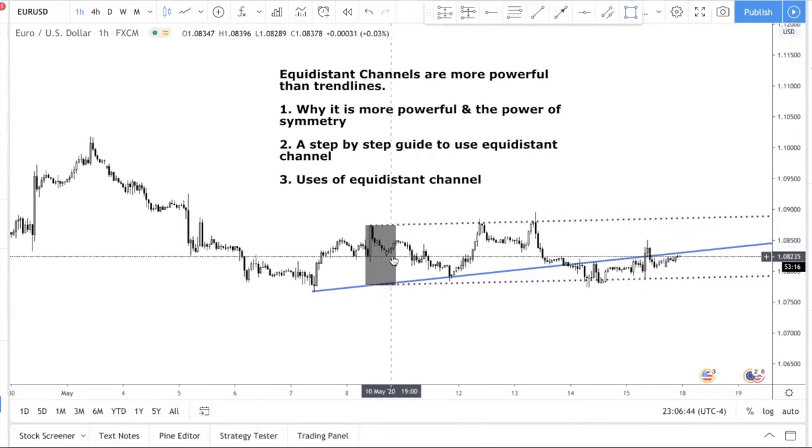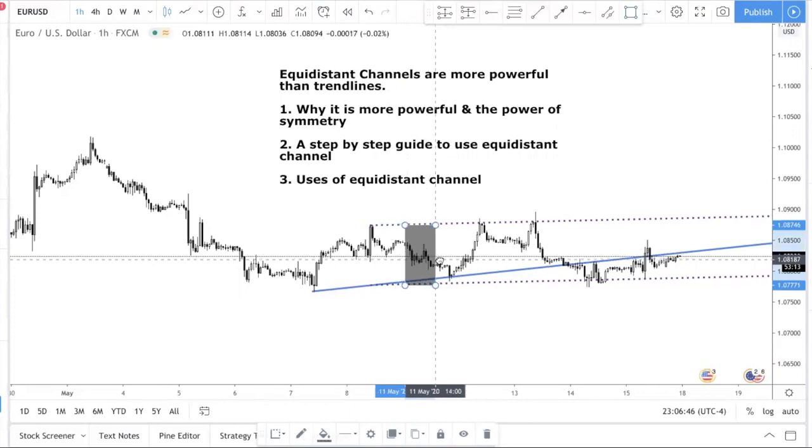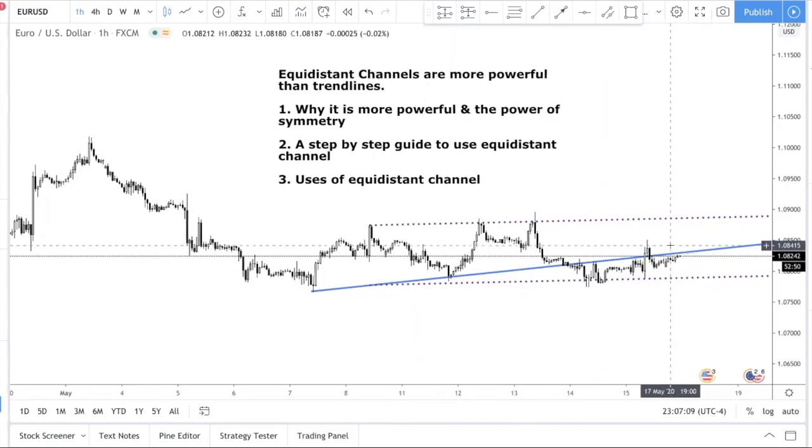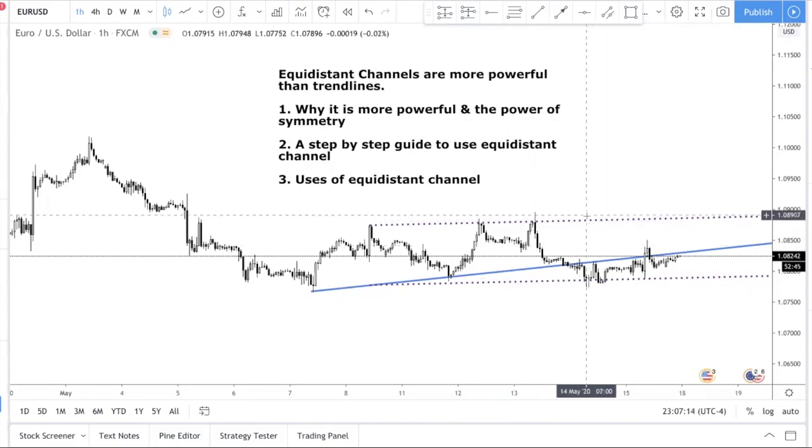If you just take a box to measure it, it's always the same. That's the power of an equal distance channel. The distance is always the same, so there is symmetry, and when there's symmetry, you want to pay more attention to it. This is why the equal distance channel is more powerful than trend lines, because there is the element of symmetry in equal distance channels, unlike a trend line, which is just one line on its own and doesn't have any symmetry.